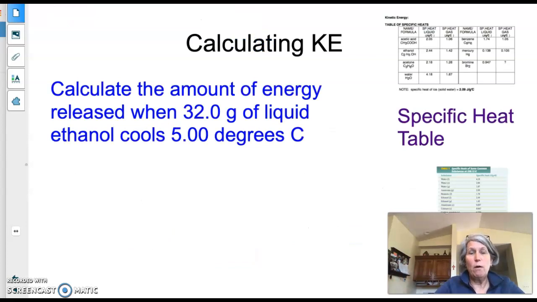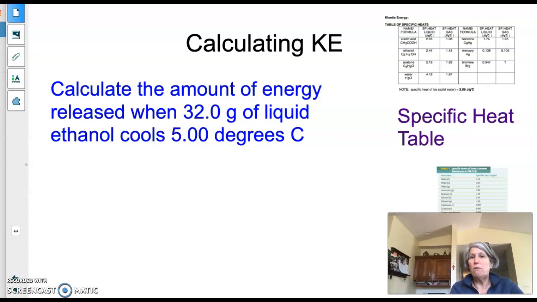This is a more interesting problem. This is kind of like what calculating with that MCAT equation is going to look like. It's asking you to calculate the amount of energy released. Now, when you hear the word energy, I want you to think of a unit. What would be a unit of energy? Either joules or calories. So that's kind of what you're looking for.